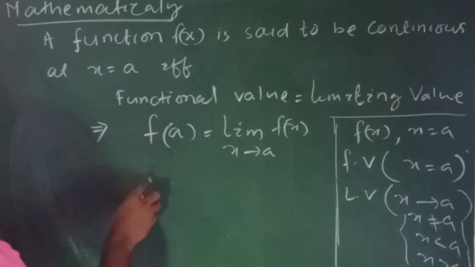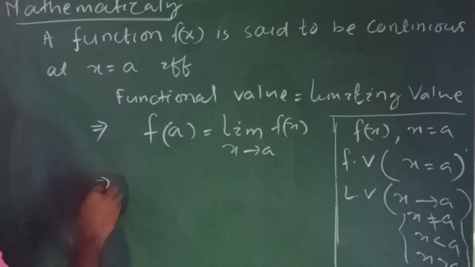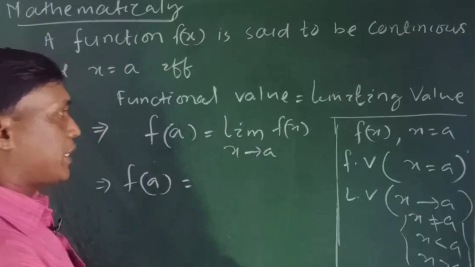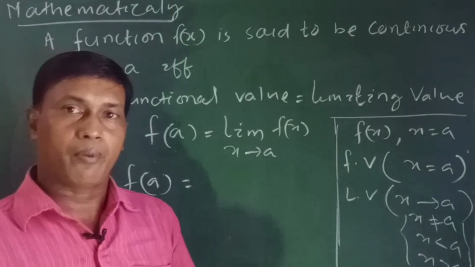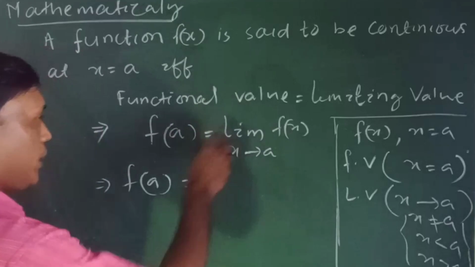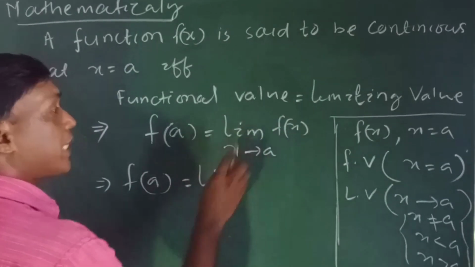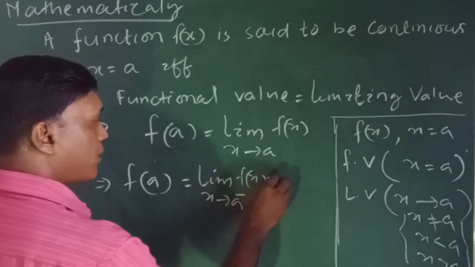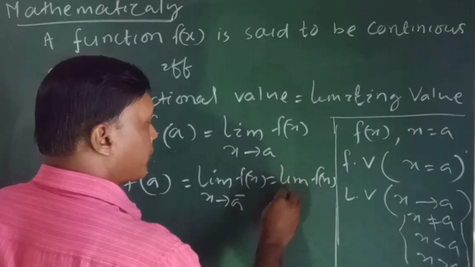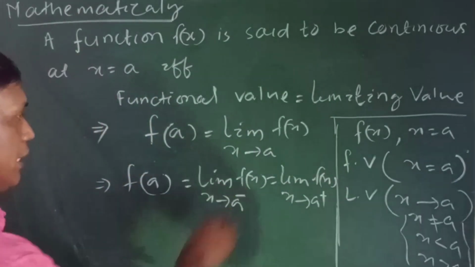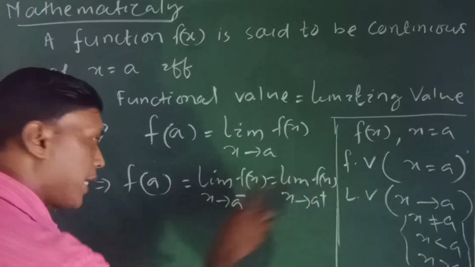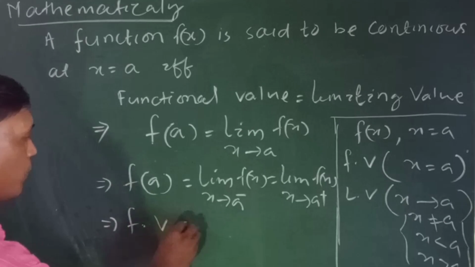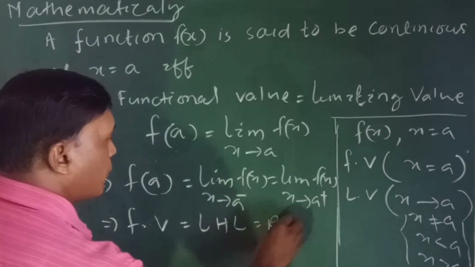So this is the condition for continuity of a function, and this is equal to f of a. But we know that the limit of a function exists if the left hand limit is equal to the right hand limit. We have already learned this in the limit chapter. So if the limit exists, then the limit as x tends to a minus is equal to the limit of that function as x tends to a plus. If the limit of the function exists, then the left hand limit is equal to the right hand limit, which implies f of a, the functional value, is equal to the left hand limit is equal to the right hand limit.